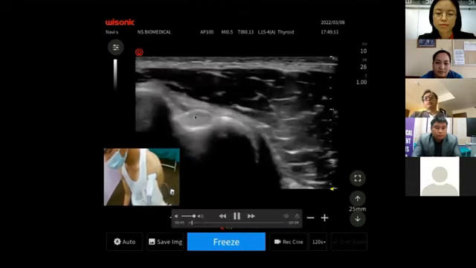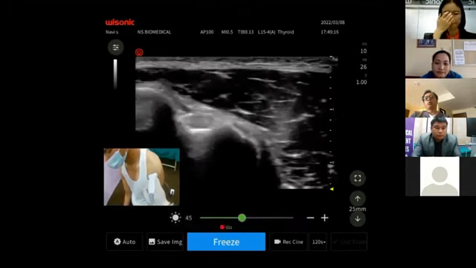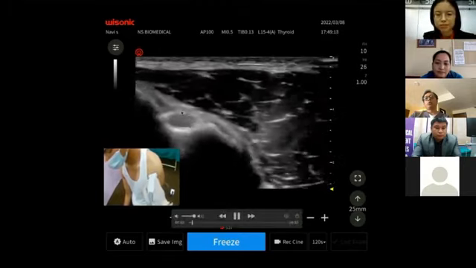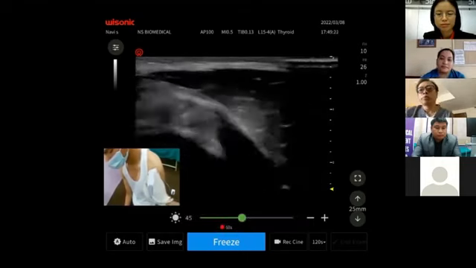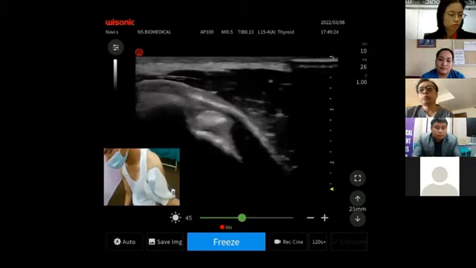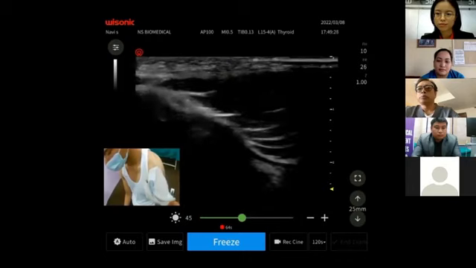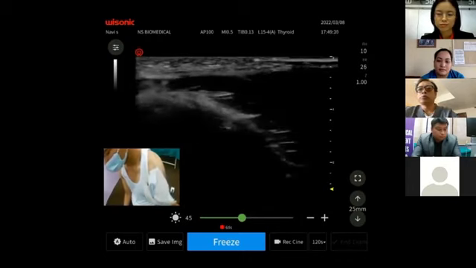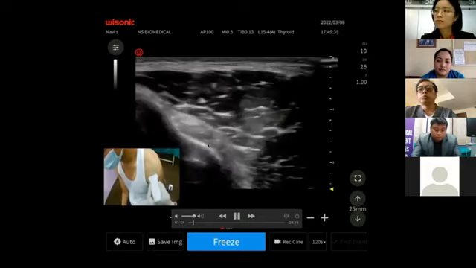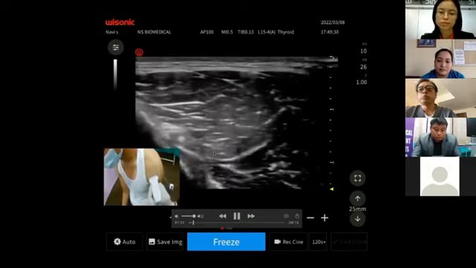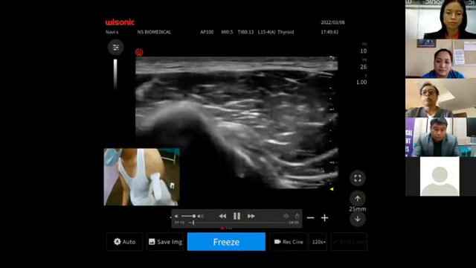So as I rock my probe anteriorly and posteriorly, the appearance of the long head of biceps tendon changes. So once I scan the long head of biceps, I go all the way above from the rotator cuff interval superiorly, and then I scan all the way down till there is appearance of the pectoralis major tendon. So that's where I stop scanning the long head of biceps tendon.